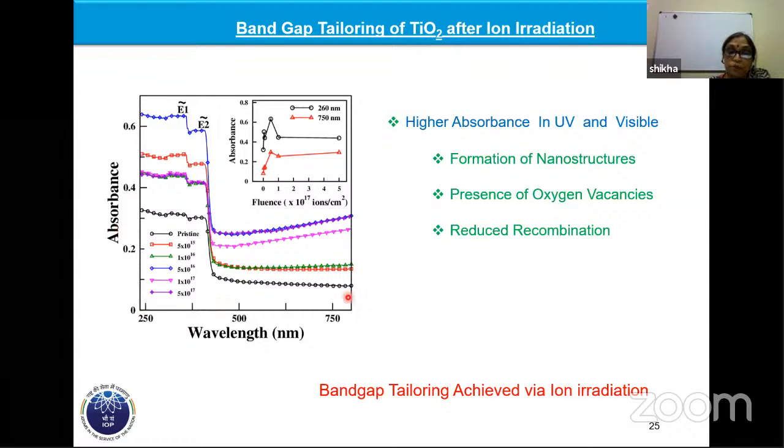So this is the photo absorption as a function of wavelength: how much light is getting absorbed by the material. If you see, the black curve is the one from the clean sample. But as the fluence is increased, or as the number of ions striking the surface is increased, we see that the absorption is increasing in the UV range as well as the visible range. So there is a higher absorption in the UV and visible range. And this is due to the formation of nanostructures, presence of oxygen vacancies, as well as reduced recombination. So band gap tailoring has been done. Band gaps have been reduced, via ions in these studies.